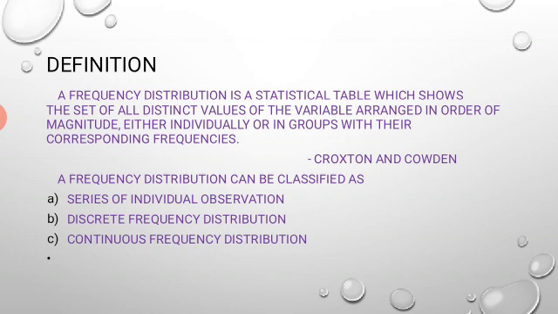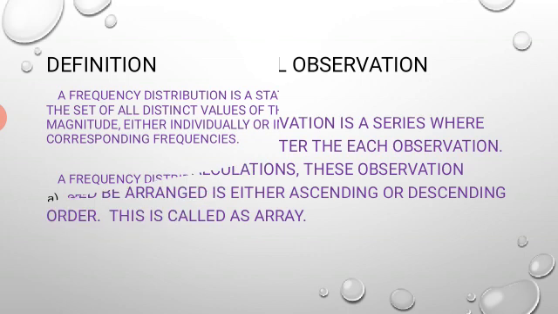Definition. A frequency distribution is a statistical table which shows the set of all distinct values of the variable arranged in order of the magnitude, either individually or in groups, with their corresponding frequencies. A frequency distribution can be classified as series of individual observation, discrete frequency distribution, and continuous frequency distribution.